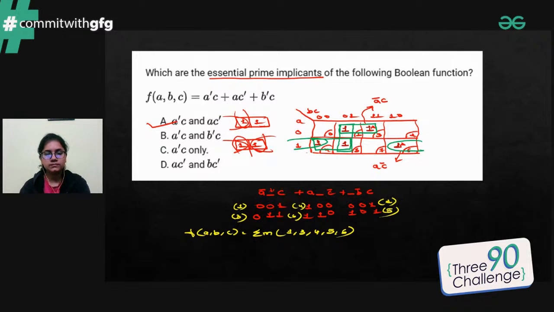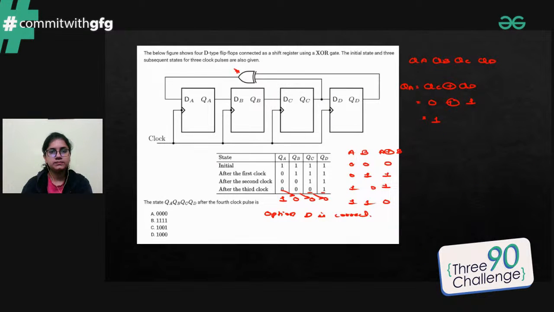One more doubt was: what is the value after the fifth clock cycle? Let's see this. After the fifth clock cycle, can you see that this will be 0, and so 0 will pass here. This one will be here, this 0 will be here, and this 0 will be here. So this is after the fifth clock cycle. I hope the doubts are clear.